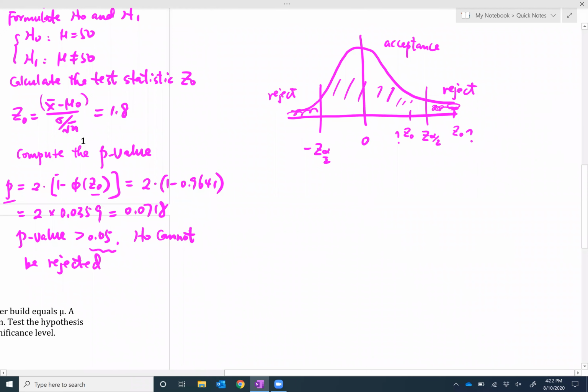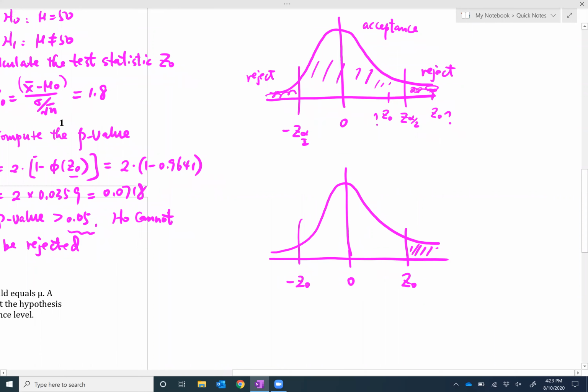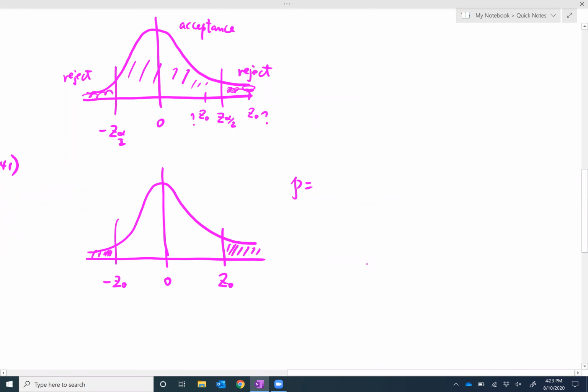However, in the p-value approach, you also have a distribution. Now I tell you alpha is 5%, so you should have only 5% left. I don't try to locate where z alpha is. I'm just finding z0. If I find z0, then I also know where minus z0 is. Then I'm trying to find out how much area is left. The p-value is the summation of these two areas if it is a two-sided test. So the p-value will equal 2 times 1 minus phi z0 for a two-sided test.